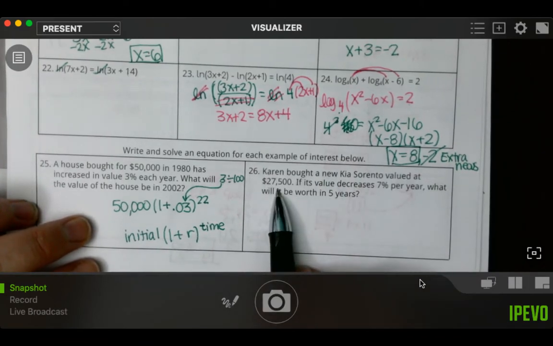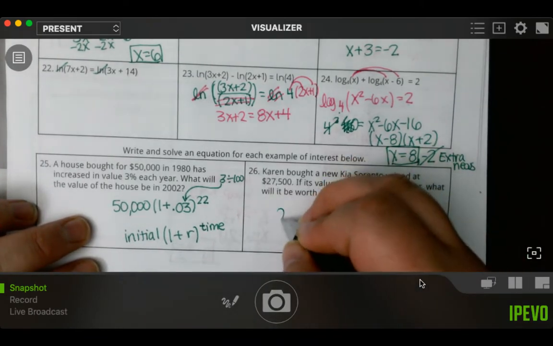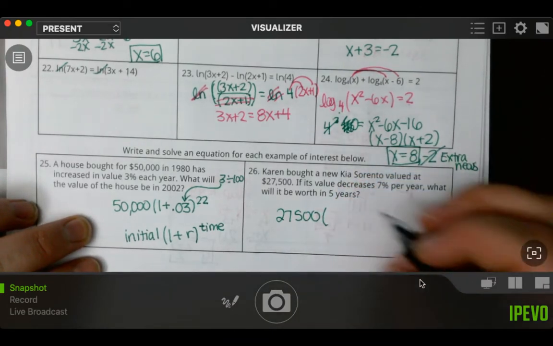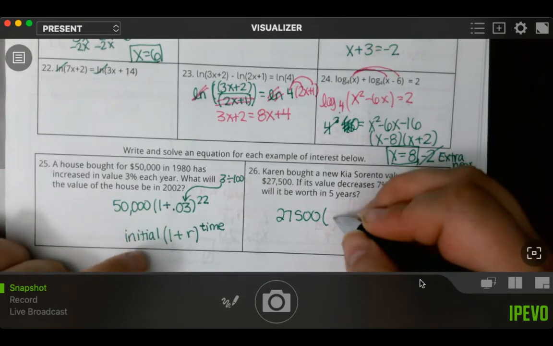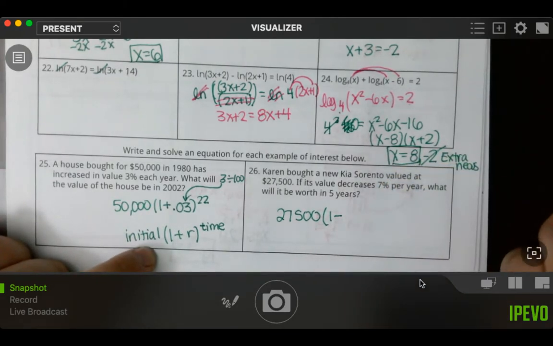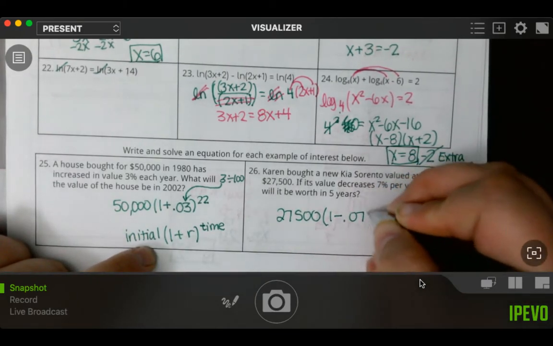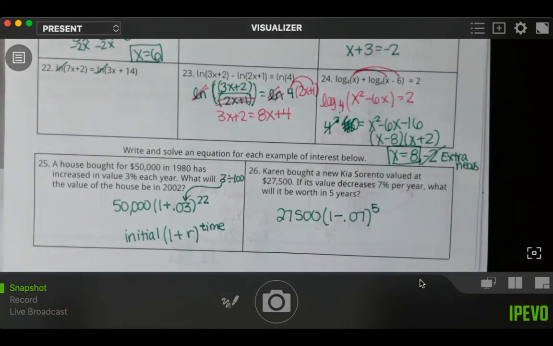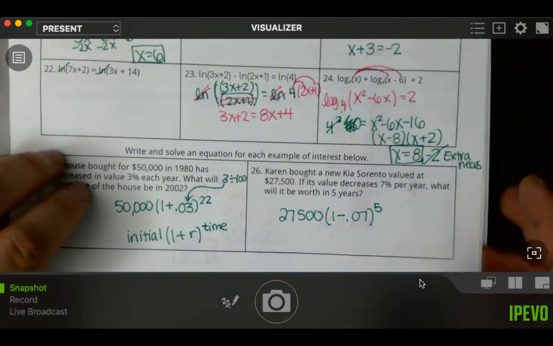Here, the Kia Sorento is starting at $27,500. And it's decreasing. Only difference is instead of 1 plus, we're going to do 1 minus. 7% as a decimal is 0.07. And it wants to know how much it's going to be worth in 5 years. Type those bad boys into your calculator and you are good to go. And I'm actually going to go ahead and push through and go for Unit 7 really quick.